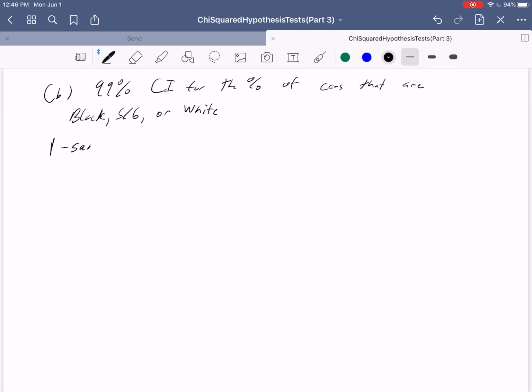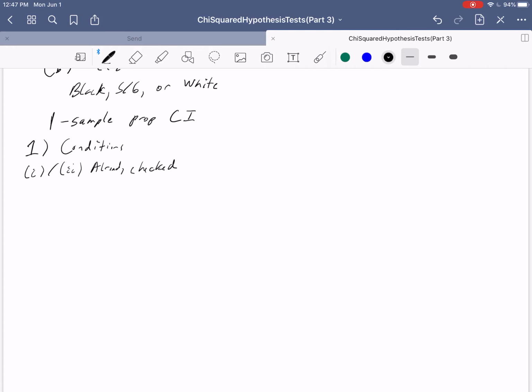So this is going to be a one sample proportion confidence interval. All right, so we've got some conditions to check here. The first two conditions will have already been checked, so 1 and 2 already checked. That makes sense because the first two conditions are just the ones about the data being random and representative and the sample size being less than 5% of the population. But 3 is the one about successes and failures. So we need to know our successes and we need to know our failures.